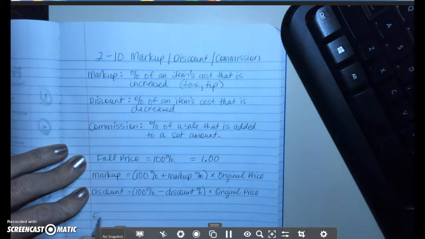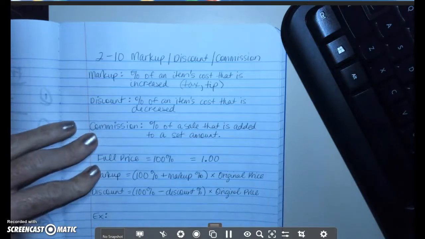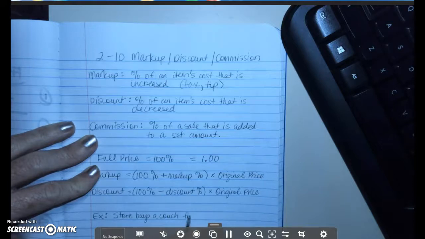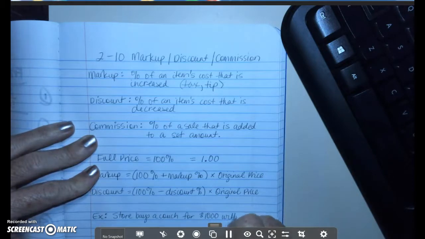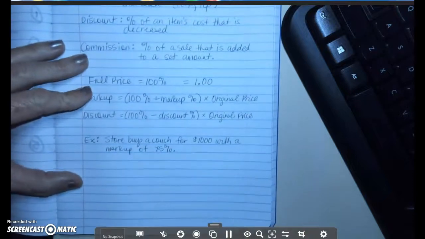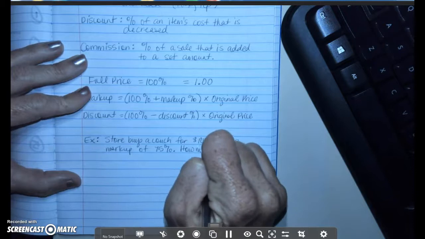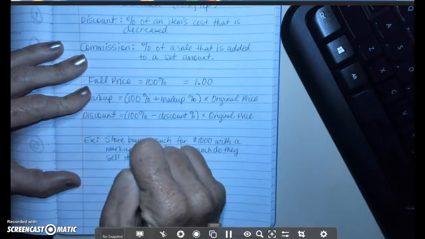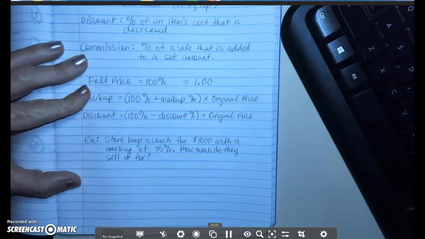All right, so let's do an example. If Scandinavian Designs over here around the corner buys a couch for $1,000 with a markup of 75%. How much do they sell it for? Okay, because they've decided they're going to make a 75% profit on that couch, which is about right. Furniture is marked up a lot. Luggage is marked up a lot. Jewelry is marked up a lot.